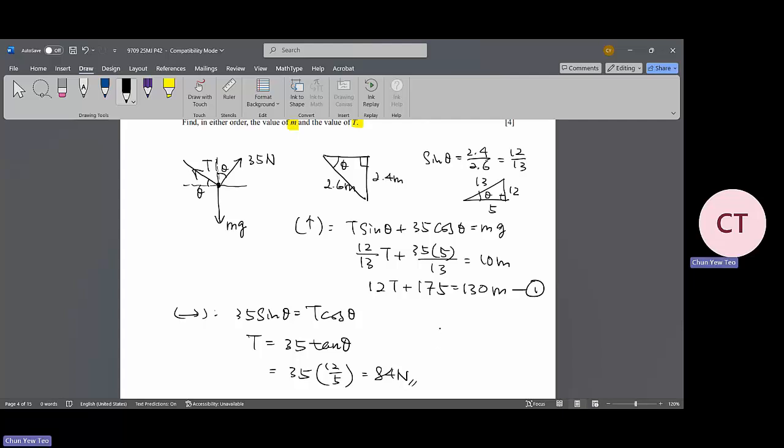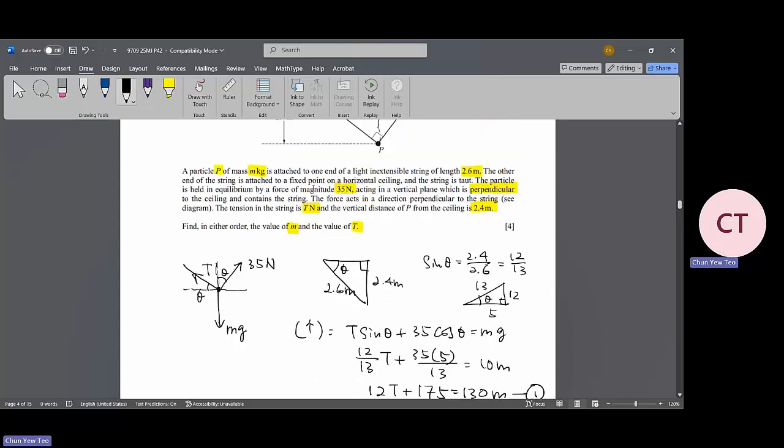Okay, so if you put into equation 1, you have 12d plus 175 is equal to 130m. Okay, I need to spare some space over here. It will be 12d plus 175 is equal to 130m. And then just use the calculator, you will get m is equal to 9.1. Done. This will be the answer for question number 3.